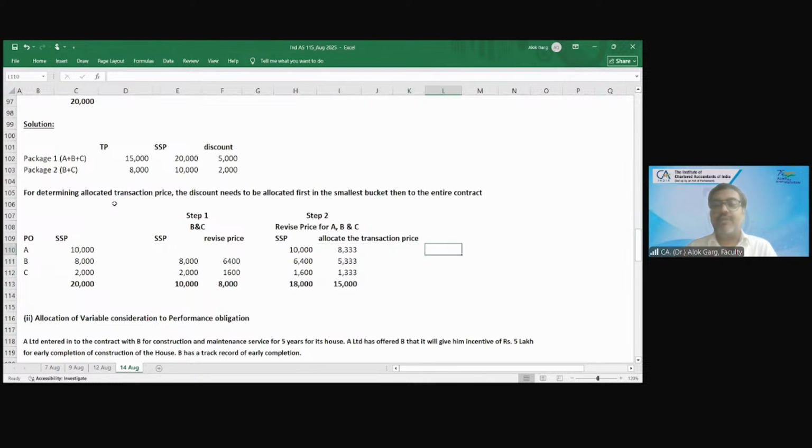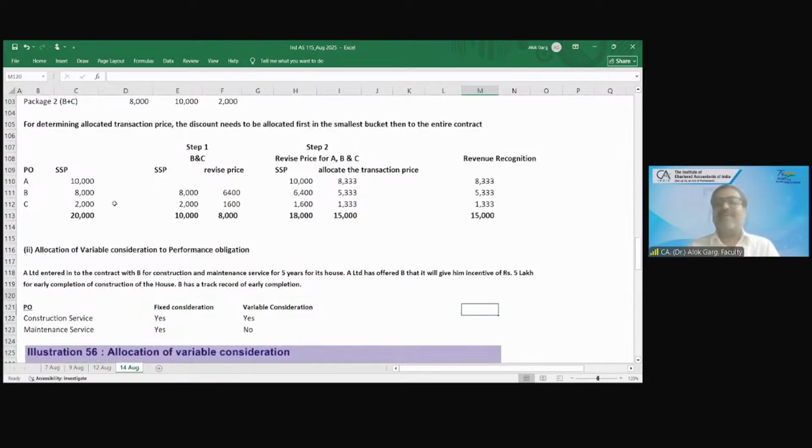So your revenue is going to be recognized, your revenue recognition. Yaar, you people make me work so hard. You guys ensure that I work hard.